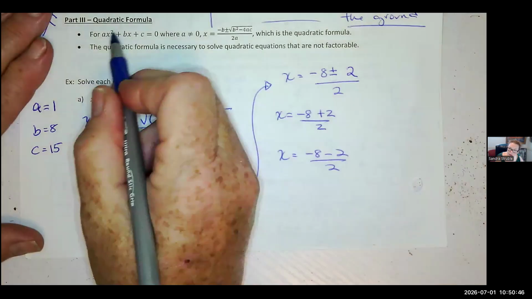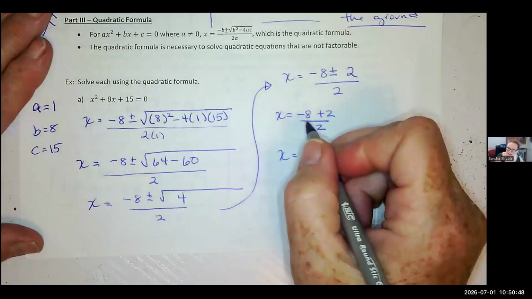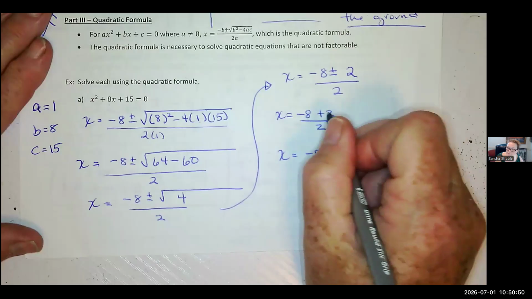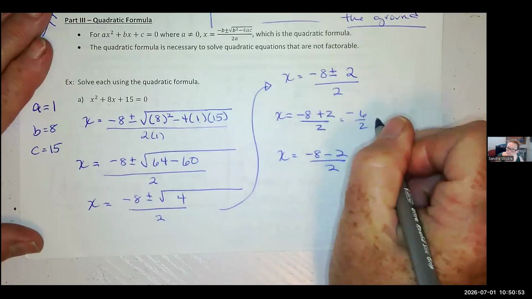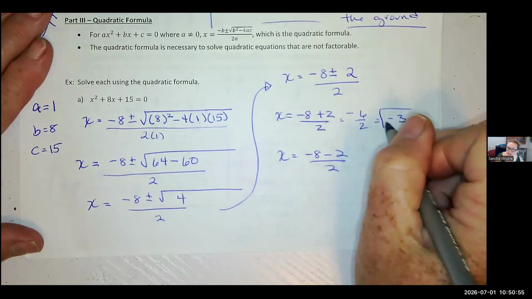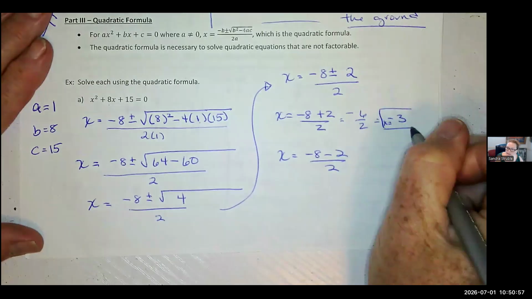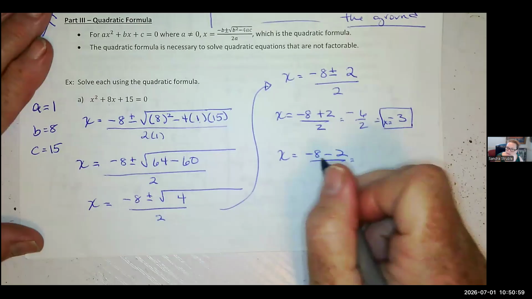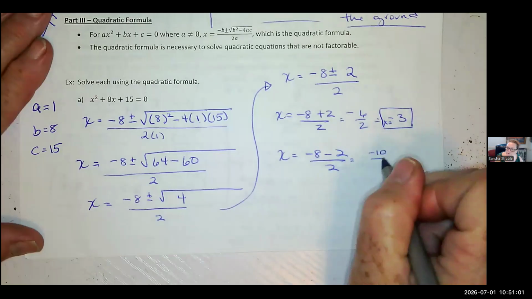So let's just finish these out. Negative 8 plus 2 is negative 6 over 2 is negative 3. So, x equals negative 3. And negative 8 minus 2 is negative 10 over 2, which is negative 5. So x equals negative 5.